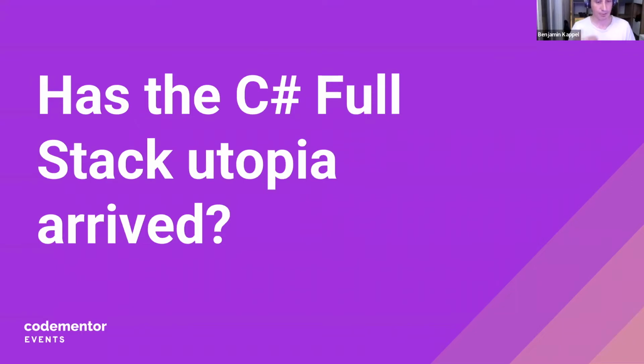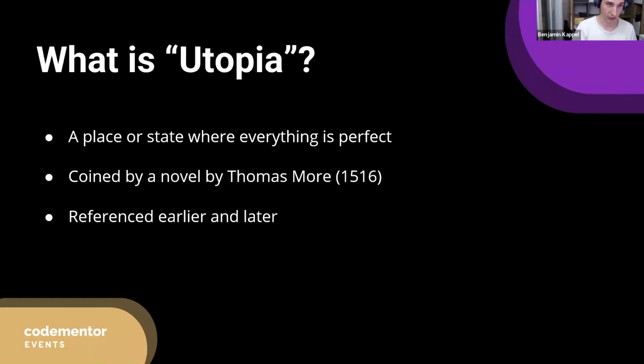So if you want to answer the question if the C# full stack utopia has arrived, we first have to make sure that we understand the terms here. C# is quite easy. Full stack, I think we've all gotten an understanding. What is utopia in this context? In most cases, utopia is referred to as a place or state where everything is perfect. All humans are happy, all humans are fed, no war, whatever you want to imagine.